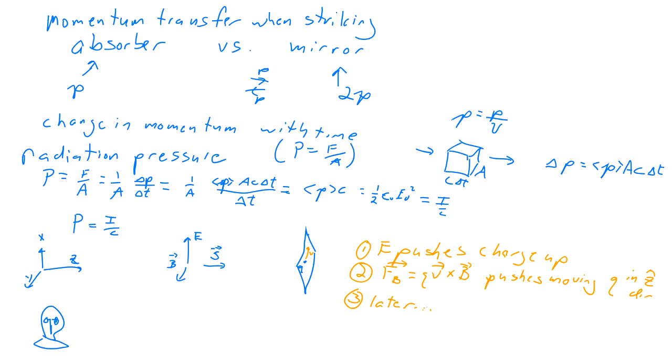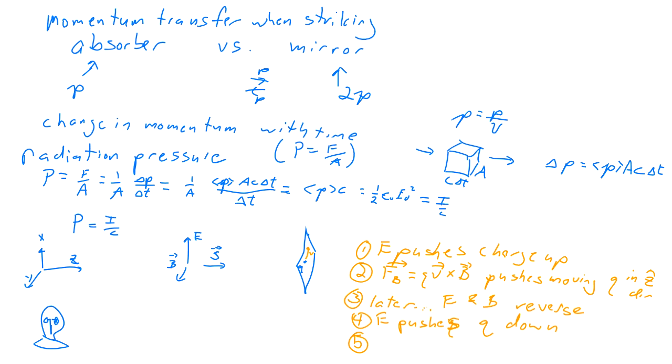Later, E and B are reversed. Right, so E points down. Whoops, supposed to be pushes Q down. Which way does B push it? If B is now pointing into the page or into the screen. To the right still, right?